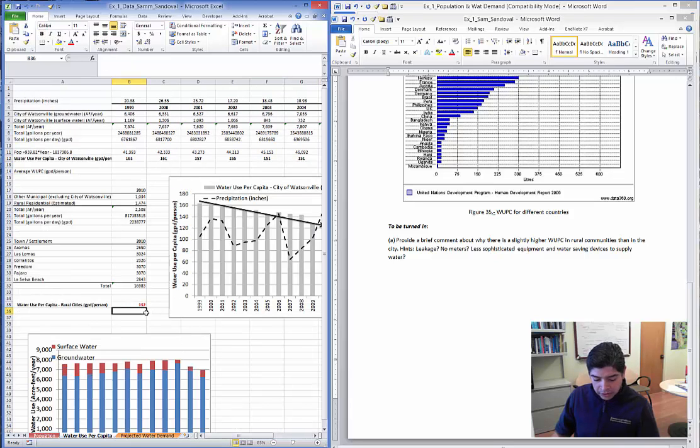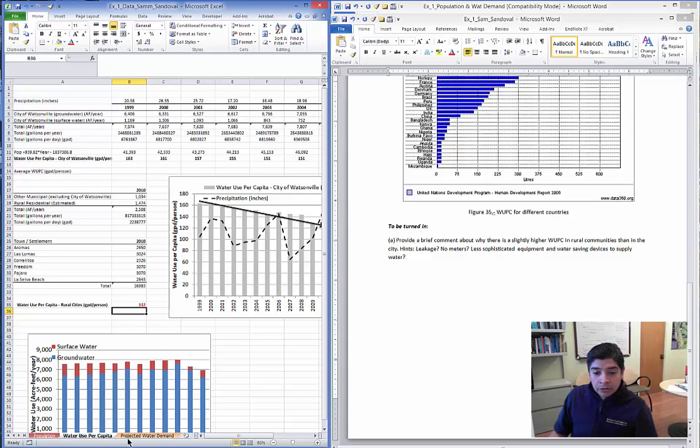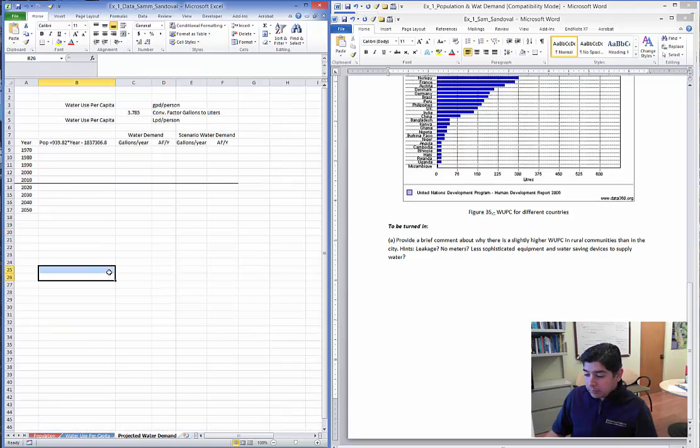Now don't forget to save it. And finally, we have the population and the water per capita. Now we're going to estimate the future water demand. Go to this projected water demand.